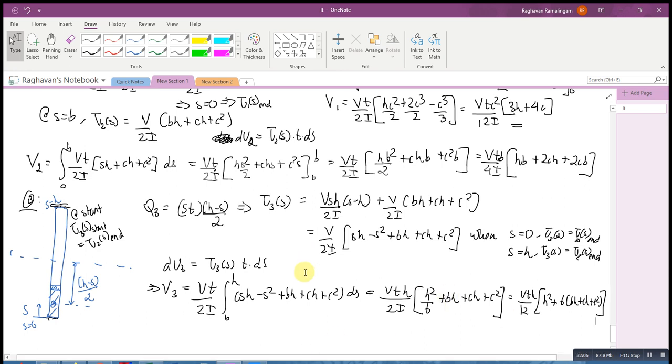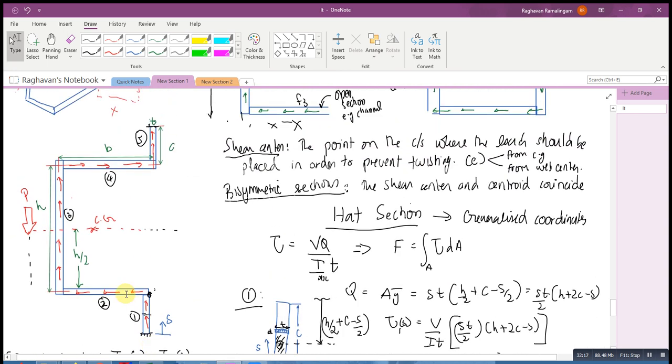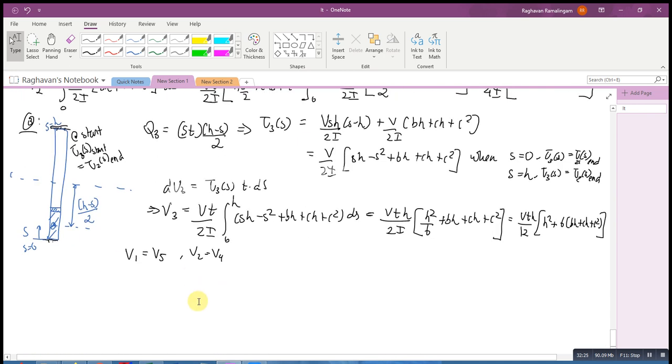Now what I'm going to do is, because of the symmetry, I know that V1 equals V5, V2 equals V4, and then I have V3. Which basically means that this and this are equal in magnitude, this and this are equal in magnitude, and then I have this. So now in the cross section that I had, I'm going to take moments about a certain point. So this is V1, V5, V2, V4, V3.